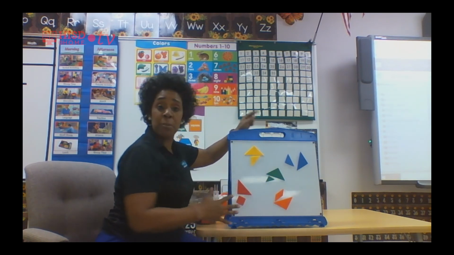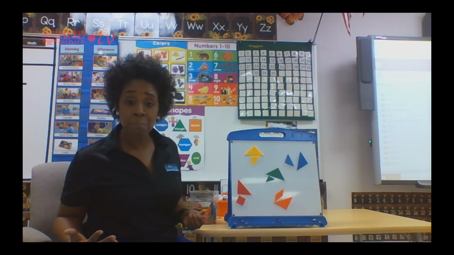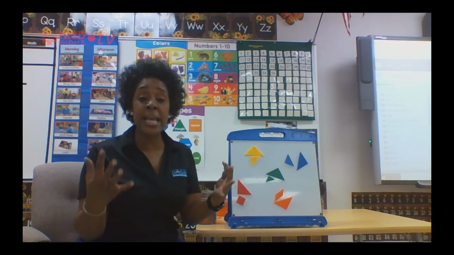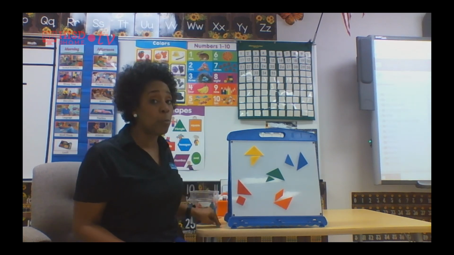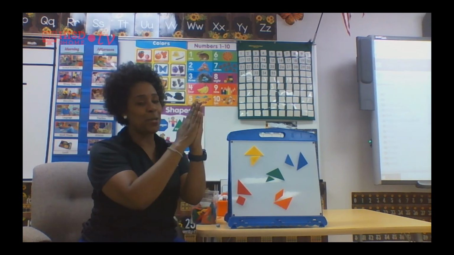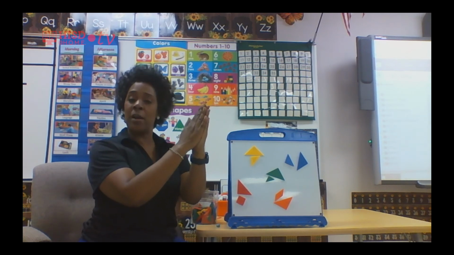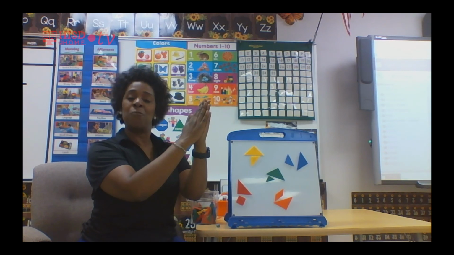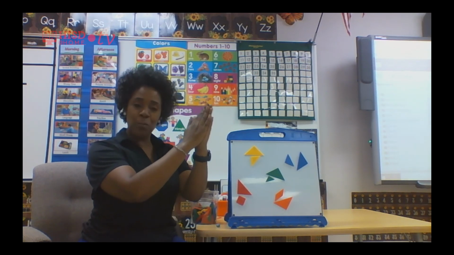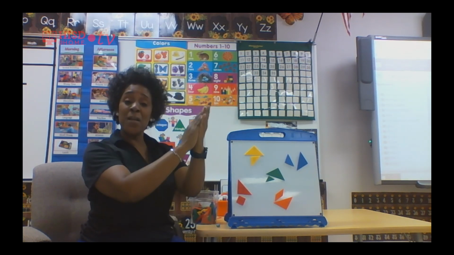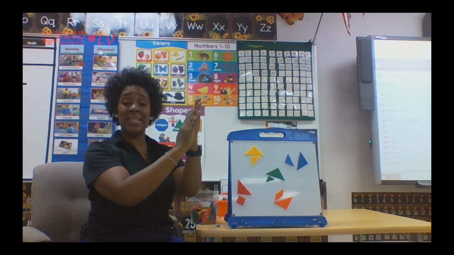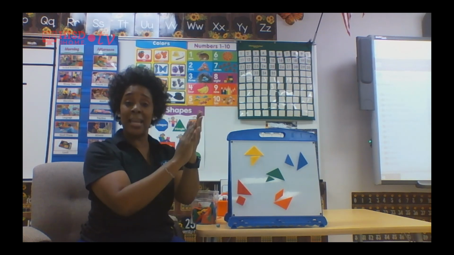How many shapes did we count in all? Yes, you guessed it right. We counted 10 shapes in all. So before we finish counting, guess what we need to do? That's right. We're going to have to clap it. So put your hands together. Let's clap it. Ready? Go. 1, 2, 3, 4, 5, 6, 7, 8, 9, 10.